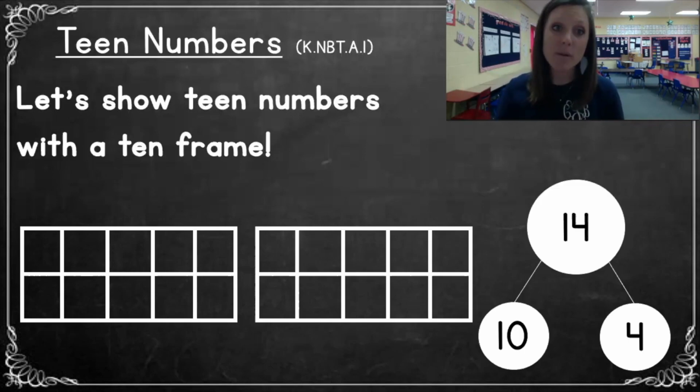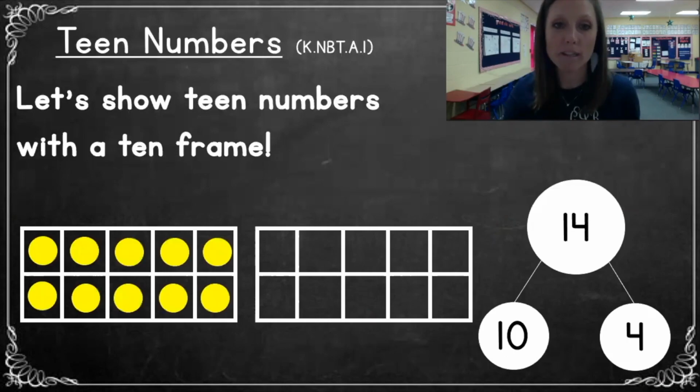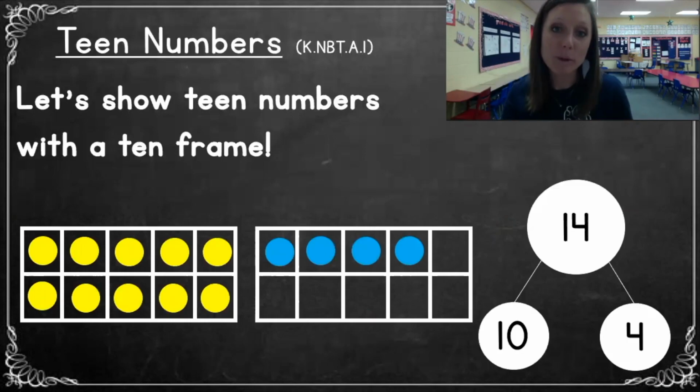And then I need to show that on the 10 frame. So how is that going to look on our 10 frame today? Well, I know that a group of 10 fills up a 10 frame, and then on the second 10 frame, I can put 4 extra 1s. So here's my 10 yellow counters, and I filled it all up. I see every box has a yellow counter in it, and each box only has 1. That's important with a 10 frame. Then I want to put the 4 extra 1s, and I'm going to use blue on that one. That shows 10 and 4 more.